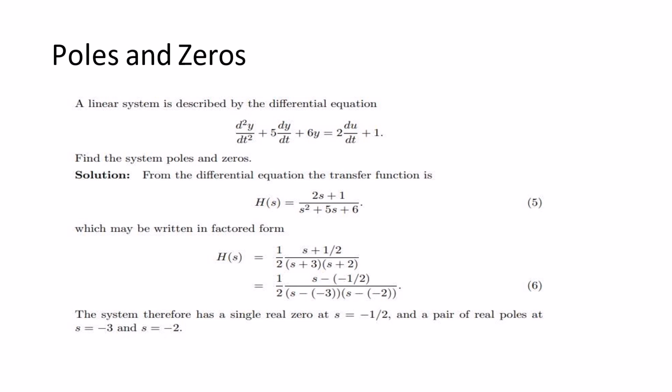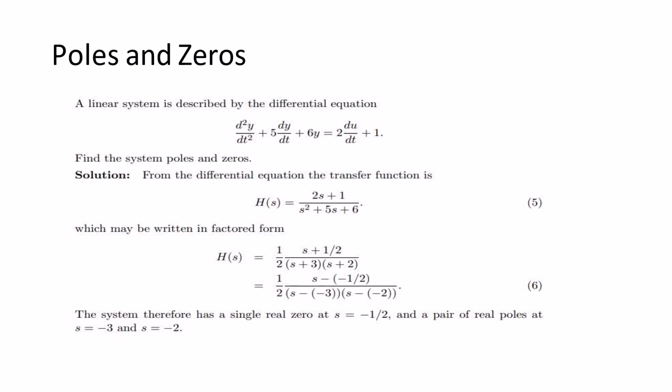So what we have to do is first take the Laplace transform of this differential equation. The Laplace transform of the double derivative d2y/dt2 gives s square Y(s), plus 5s Y(s), plus 6Y(s). On the right hand side, it will be 2s U(s) plus U(s). Now Y(s) by U(s) is our transfer function, so the transfer function will be (2s plus 1) by (s square plus 5s plus 6).